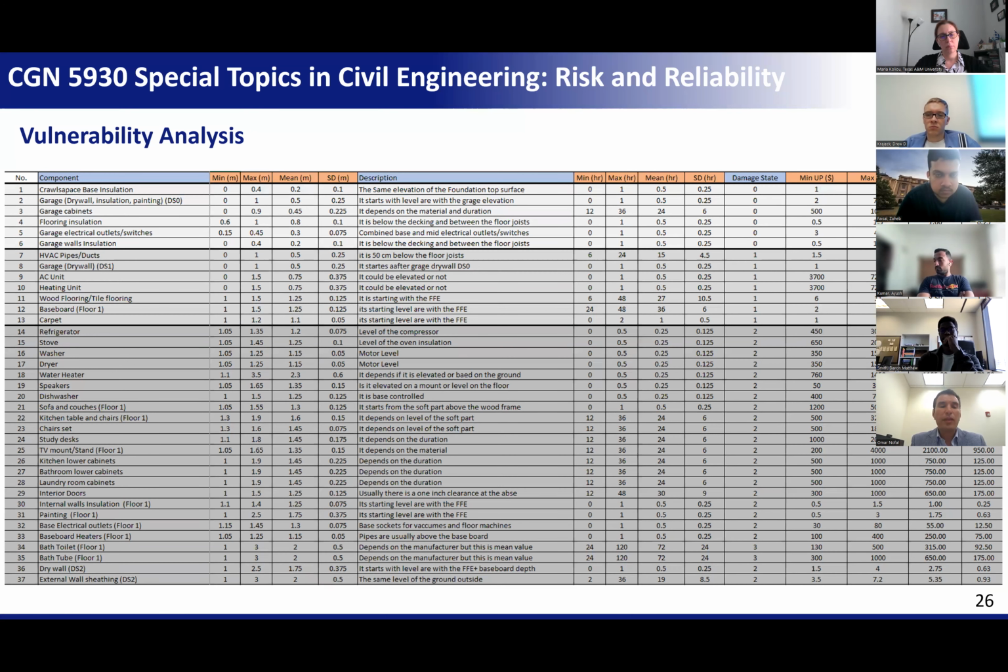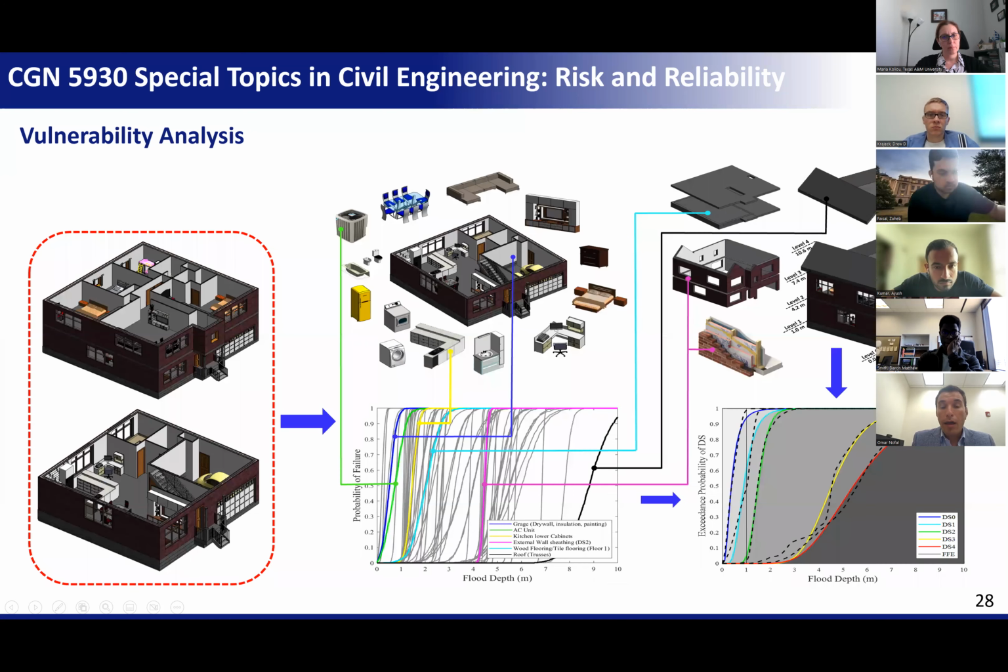This is an example from the Excel sheet that we developed for the components, which shows how we group them. Components 1 to 6 are damage state 0 here, components 7 to 13 are damage state 1, 14 to 37 are damage state 2, and we have also 3 and 4. And these are some of the names of these components. Here it shows how this works.